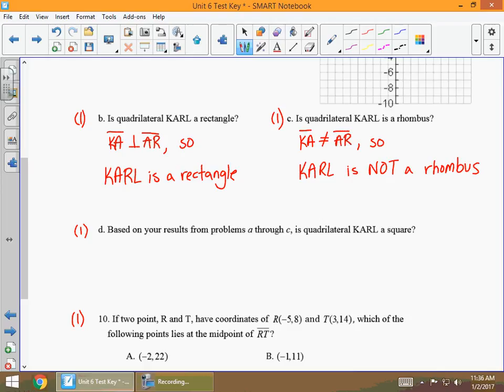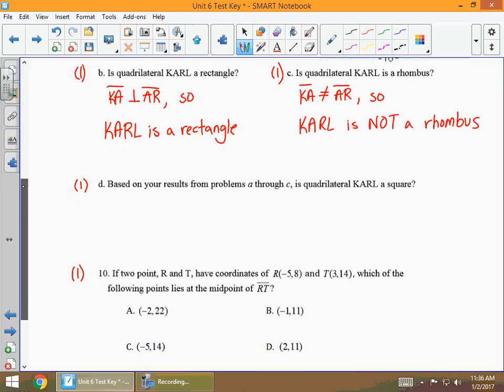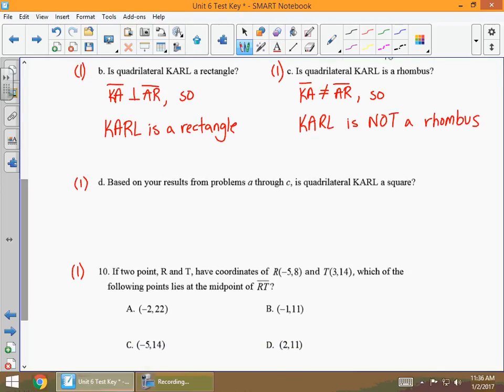Part D says, based on the results from A through C, is Carl a square? Well, Carl is a rectangle, but it's not a rhombus. And in order to be a square, it has to be both. So, since Carl is not a rhombus, it cannot be a square. It would have to be a rhombus in order to be a square. But it is not. It is just a rectangle.